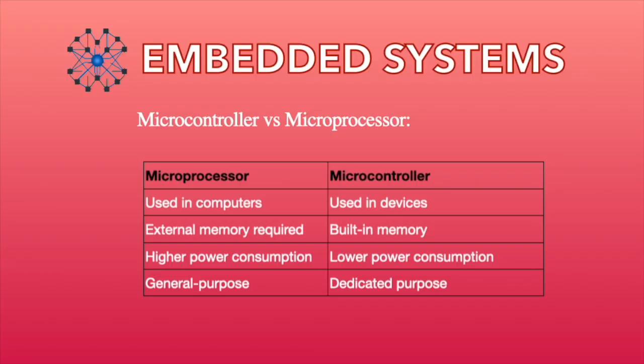On the other hand, a microprocessor is mainly used for general-purpose computing. It contains only the CPU, while memory and input-output components are connected externally. Microprocessors are used in computers, laptops, and advanced systems that require high processing power. They are faster and more powerful than microcontrollers but consume more power and are more expensive.